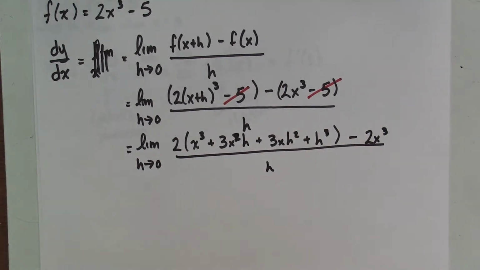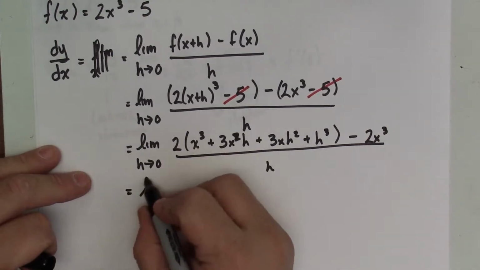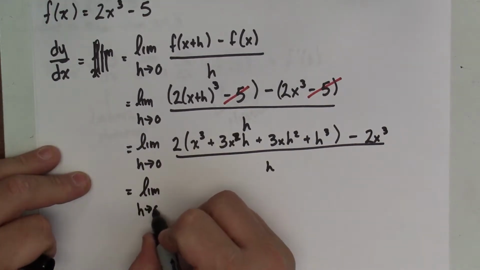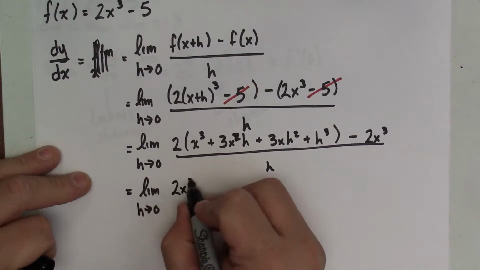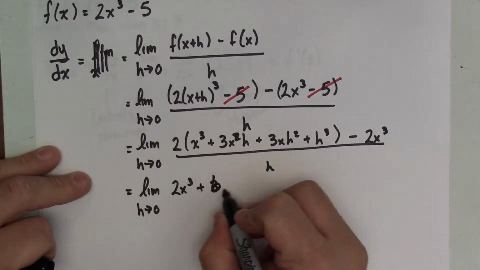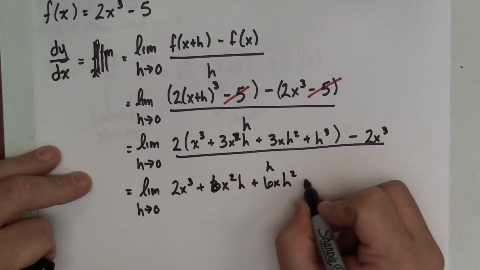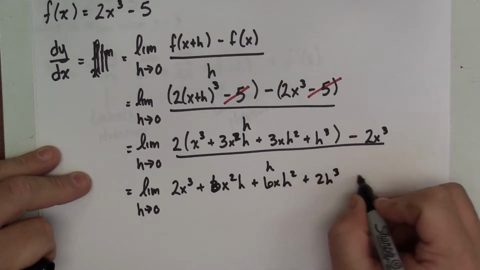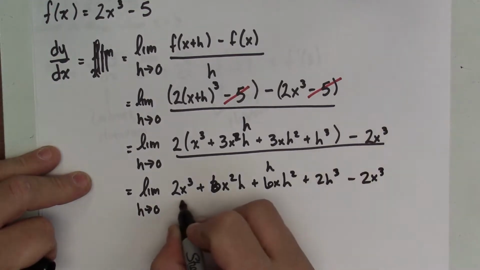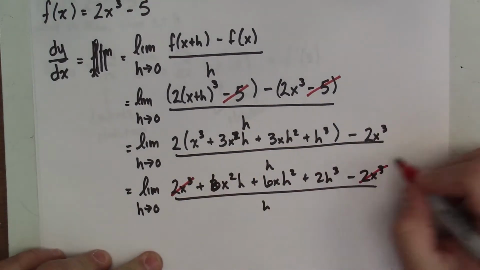Now, if I distribute in this 2, I've got the limit as h goes to 0 of 2x cubed plus 6x squared h plus 6xh squared plus 2h cubed minus 2x cubed. And I'm hoping that you're paying attention and notice, hey, Mr. Garwood, check it out. I've got 2x cubed minus 2x cubed.